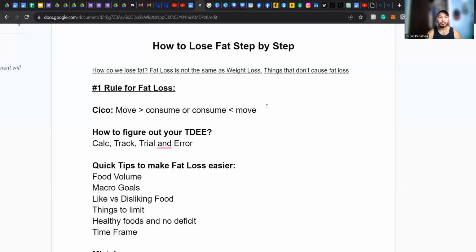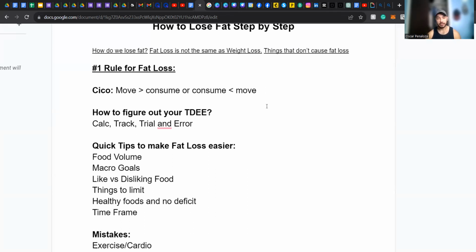So how do you figure out your total daily energy expenditure? There's a couple ways, 3 different ways. There's no real right and wrong. There's only, are you looking for something faster? Are you looking for something that's more accurate? Or are you just trying to figure it out, right? So the first way to calculate your total daily energy expenditure is through a calculator.